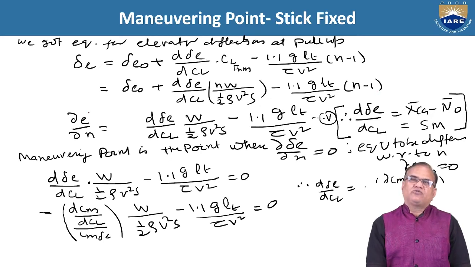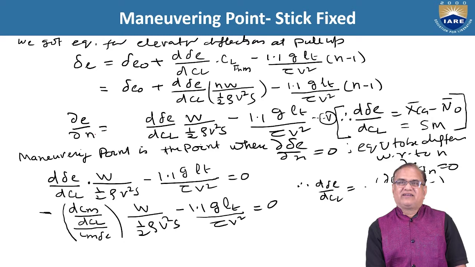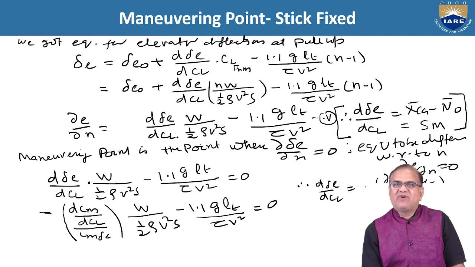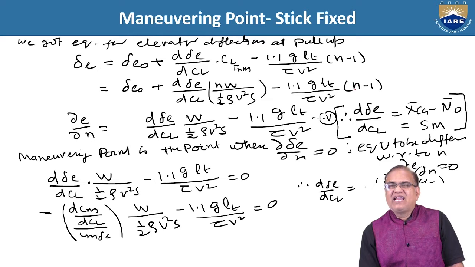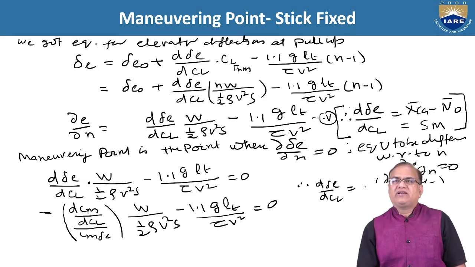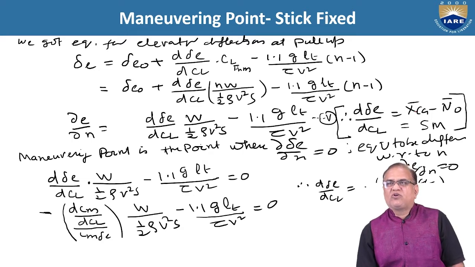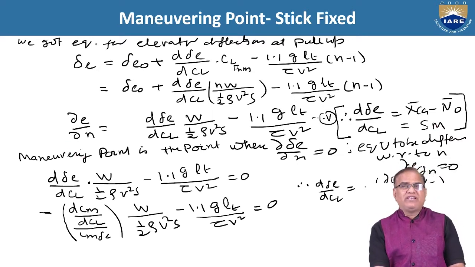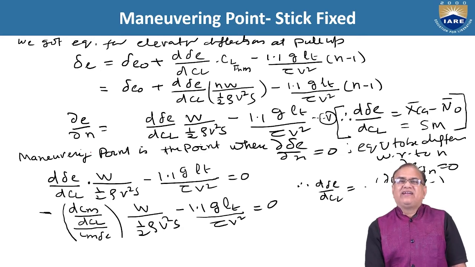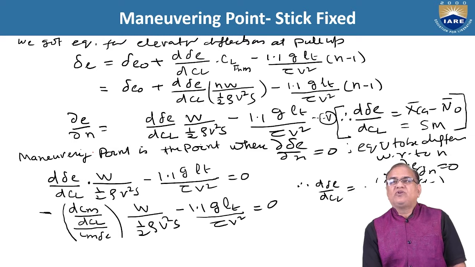Now we have to see delta E by delta N. If we differentiate this equation with load factor, the delta E naught term will be 0. In d delta E by d CL, the N will vanish: W by half rho V square minus 1.1 G LT by tau V square, because this term has gone and N has become 1. Here d delta E by d CL is equal to X CG minus N naught, and this is called SM. So what is the maneuvering point? The maneuvering point is the point where d delta E by dn is equal to 0.